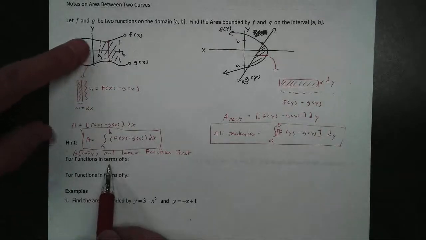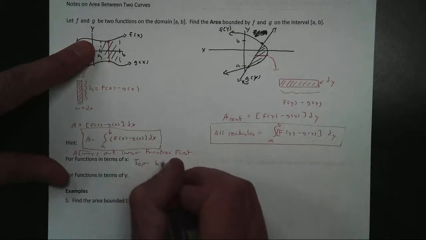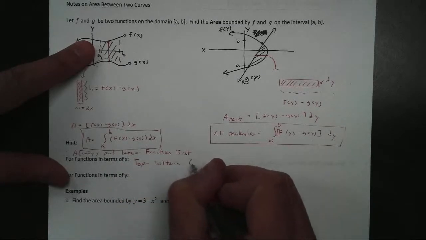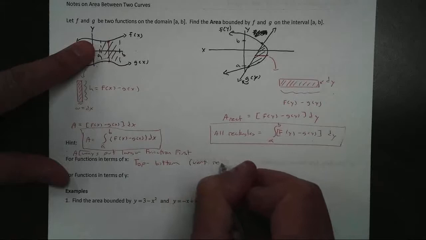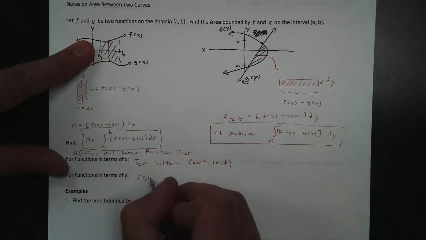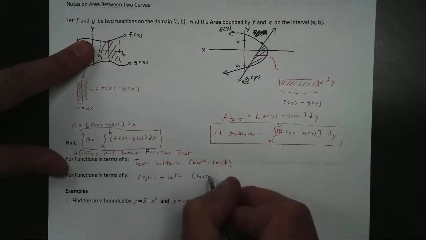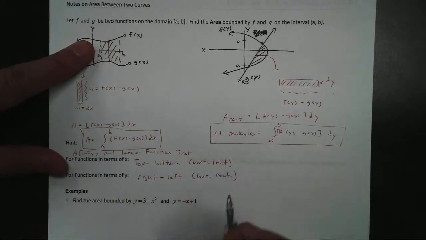So in terms of x, it's going to be the top function minus the bottom function, and we're going to make a vertical rectangle. In terms of y, it's going to be the right function minus the left function, and this is going to be a horizontal rectangle.